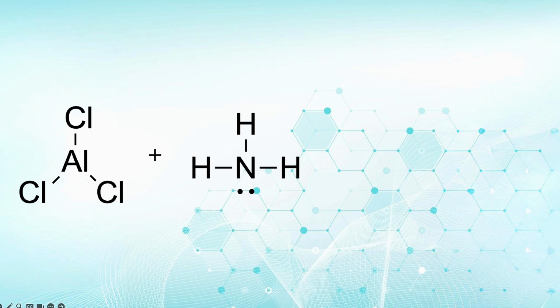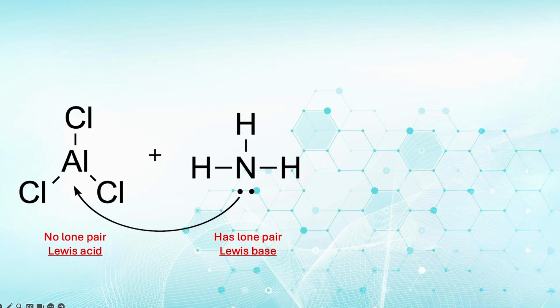For example, in a reaction between aluminum trichloride and ammonia, aluminum trichloride acts as the acid, since it has no lone pairs on the central atom, and ammonia acts as the base, since it has a lone pair on the central atom. The lone pair from ammonia can reach out to the aluminum and grab it. If you remember that a covalent bond consists of two shared electrons, it'll make sense that a covalent bond forms from one of ammonia's lone pairs, since it is two electrons.